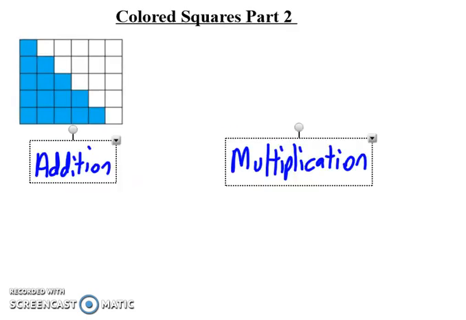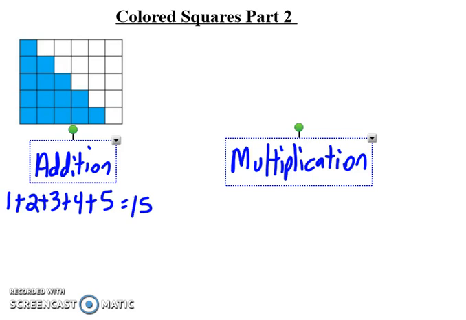So part 2 said, well, let's expand this. And now let's look at it as if it was 5 rows and 6 columns. So here I've got the same setup. It's 1 plus 2 plus 3 plus 4. And then now I have plus 5. If I add those numbers up, I get that there's 15 blocks shaded in.